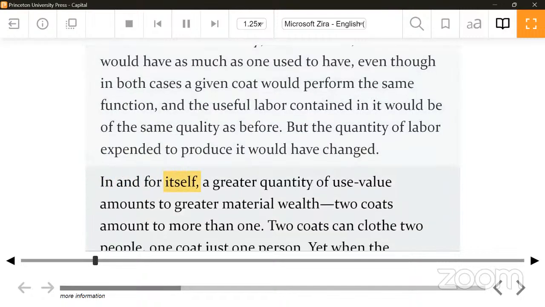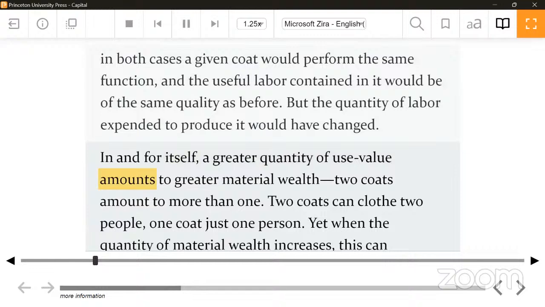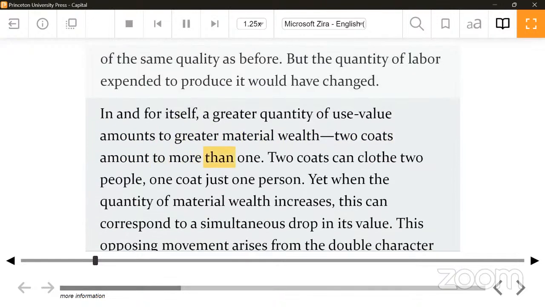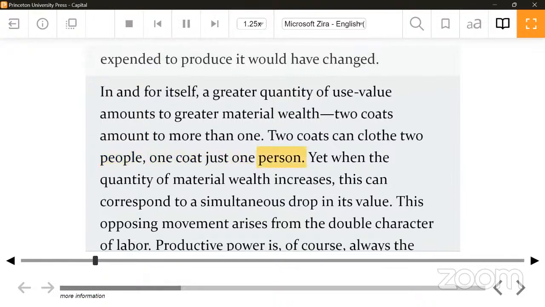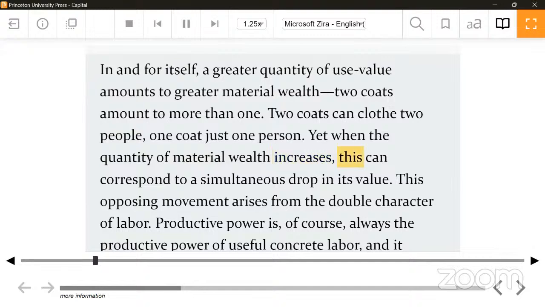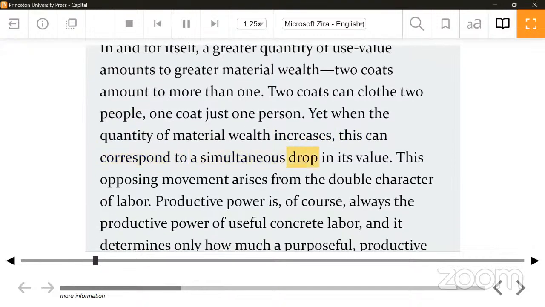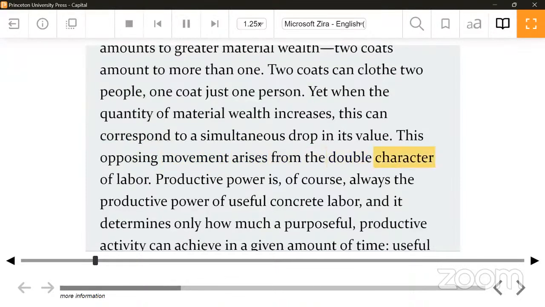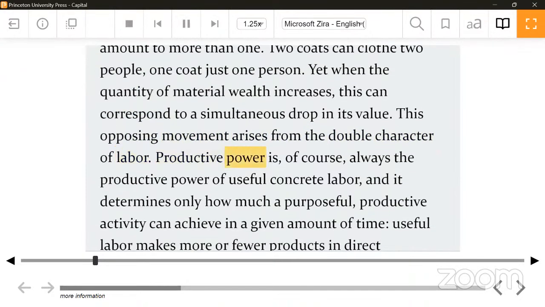In and for itself, a greater quantity of use value amounts to greater material wealth. 2 coats amount to more than one. 2 coats can clothe 2 people, 1 coat just 1 person. Yet when the quantity of material wealth increases, this can correspond to a simultaneous drop in its value. This opposing movement arises from the double character of labor.